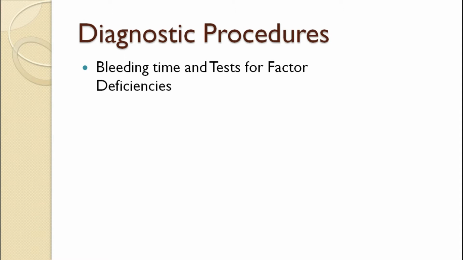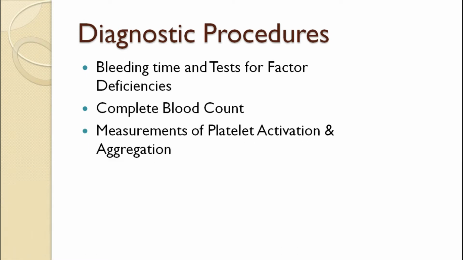Complete blood count. The CBC can provide evidence of hematopoietic disease, especially a myeloproliferative disorder where high numbers of circulating platelets are associated with abnormal function. And we have measurements of platelet activation and aggregation. Direct measurements of platelet activation or aggregation are possible using an aggregometer or flow cytometer.